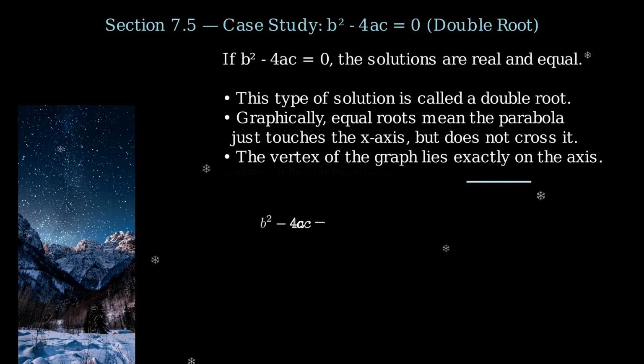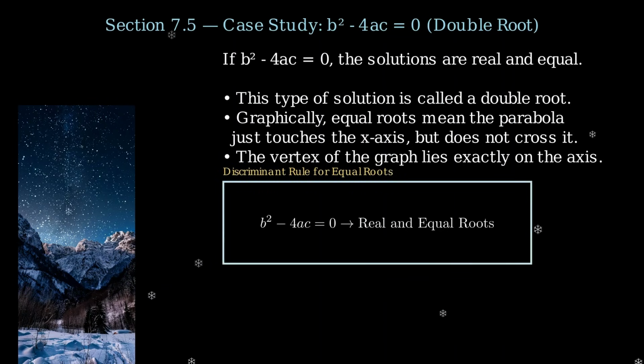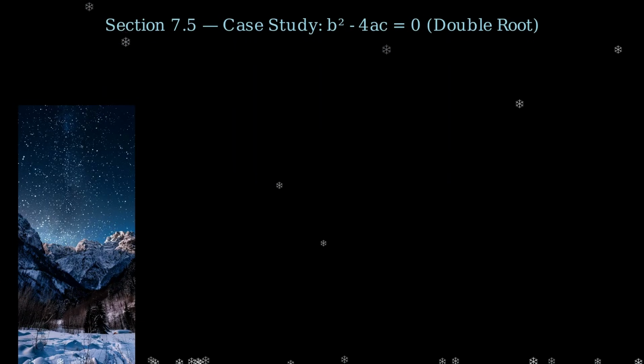Section 7.5. Next, let's explore what happens when b squared minus 4ac equals 0. If the discriminant is exactly 0, then the solutions of the quadratic equation are real and equal to each other. This is also commonly called a double root. Graphically, it means the parabola just touches the x-axis in one place.